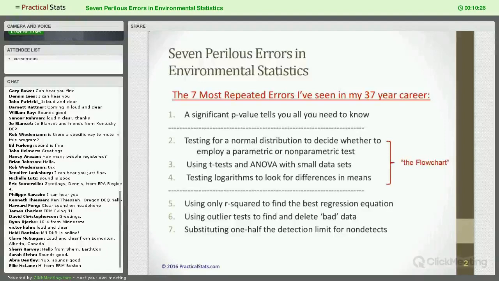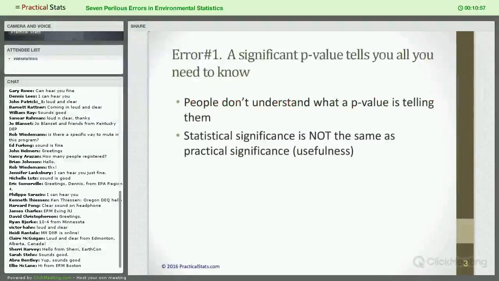Error number 5, we'll talk about the most common one with regression, and that there are good things, better things than R-squared for evaluating regression equations. Talk a little bit about outlier tests and why they're not often very helpful. And then finally, just the most common error in data when you have detection limits. So those are the 7 errors that I've decided to emphasize because they seem to be the ones that are most commonly used.